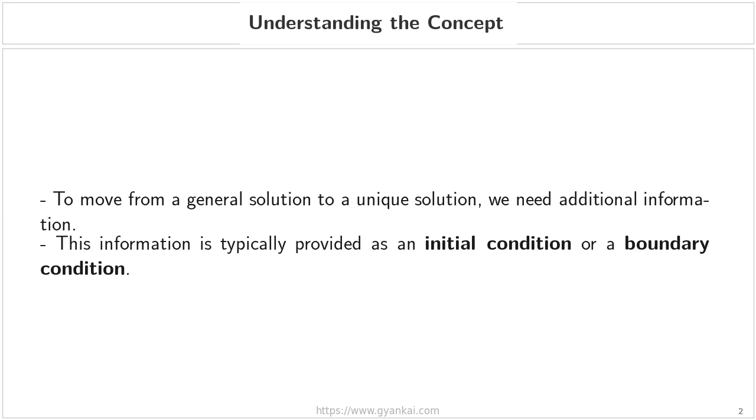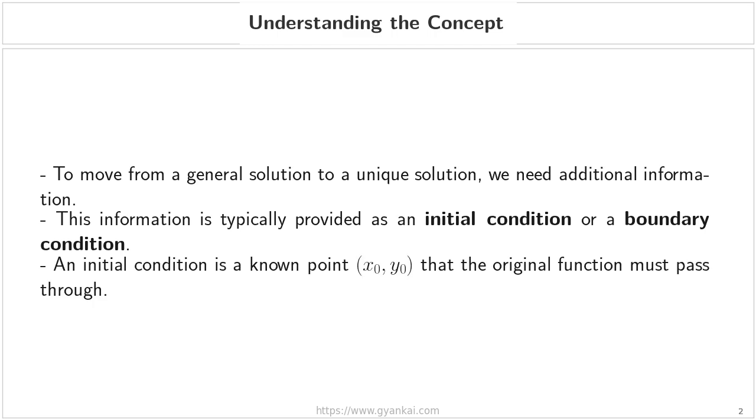This extra information usually comes in the form of what we call an initial condition or a boundary condition. These both serve the same purpose, but you'll encounter different terminology depending on the context. Let's focus on initial conditions for now. An initial condition is simply a known point that the original function must pass through. We represent this point as an ordered pair, written as (x sub 0, y sub 0). That means we know a specific x value and the corresponding y value that the function must have at that x value.